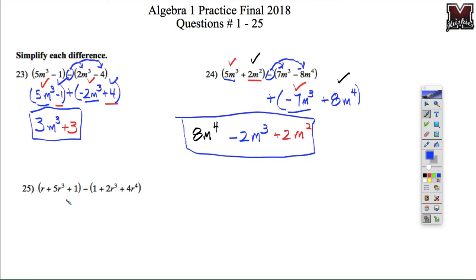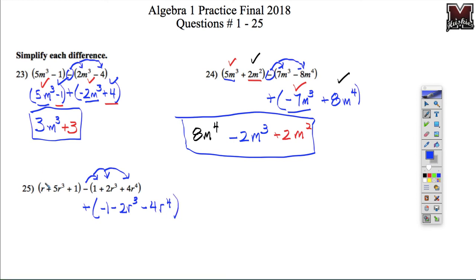Last problem for this video. So I have a negative sign. I need to distribute that negative into all 3 of these terms. So I'm going to rewrite this second term. It's going to be plus, and then here we go. Negative times 1 is a negative 1. Negative times a positive 2r cubed is a negative 2r cubed. A negative times a 4r to the 4th is a negative 4r to the 4th.